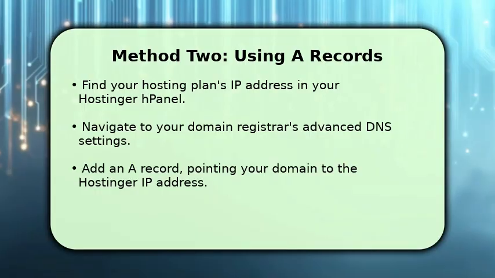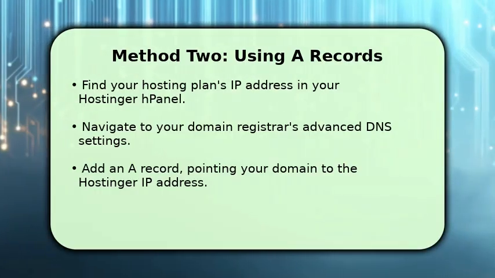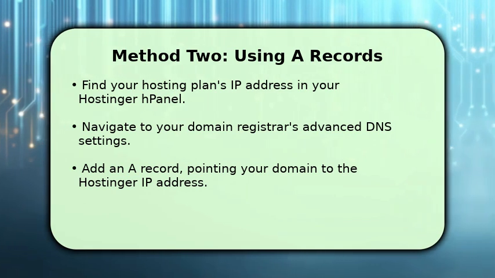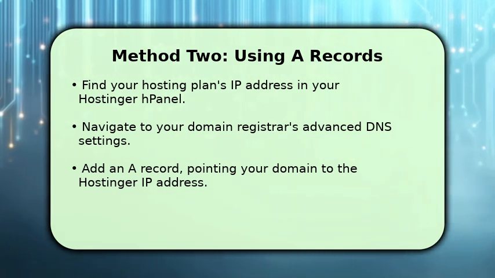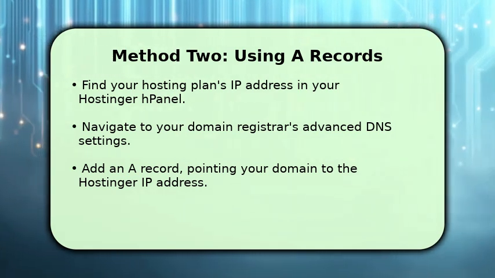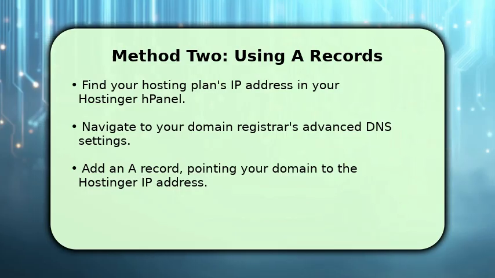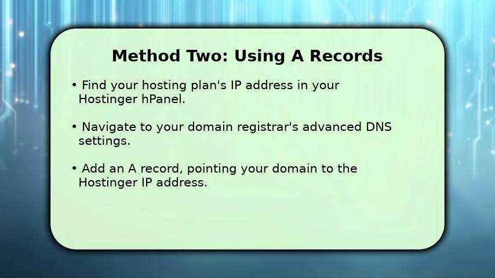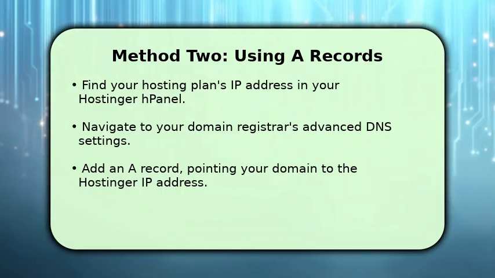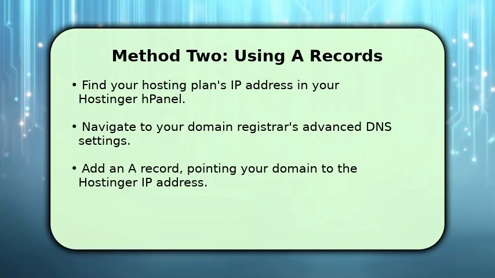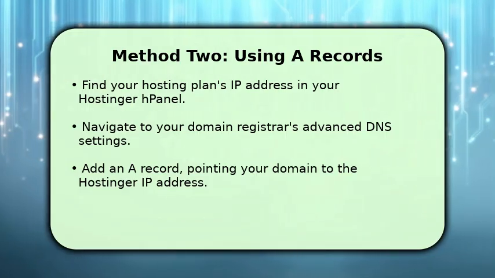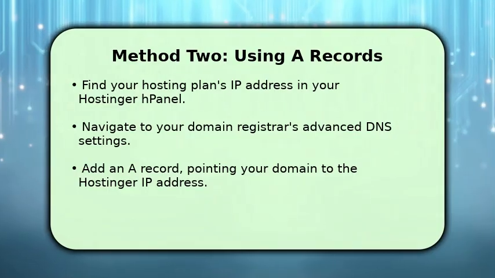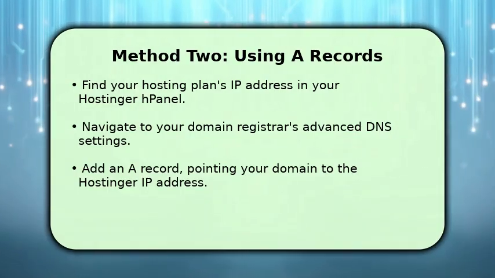Alternatively, you can connect your domain using A records, which offers more granular control. Begin by locating your hosting plan's dedicated IP address within your Hostinger hPanel. Then, access your domain registrar's advanced DNS settings. Here, you will add a new record. Set the host to @ for your main domain and input the Hostinger IP address as the value. It is important to check for and remove any conflicting A or CNAME records for your root domain.